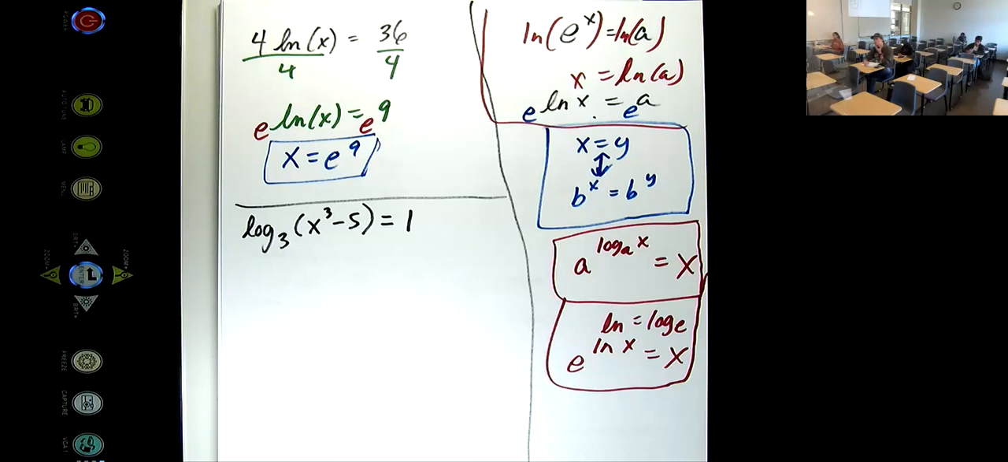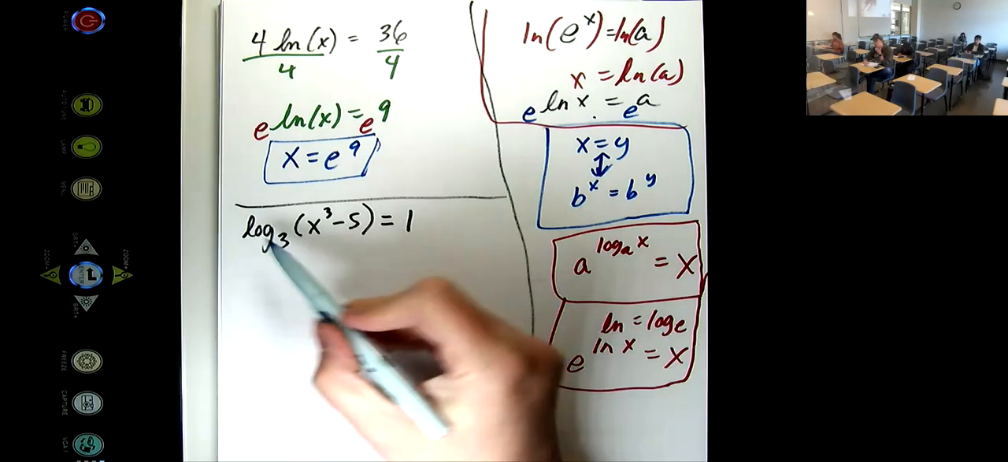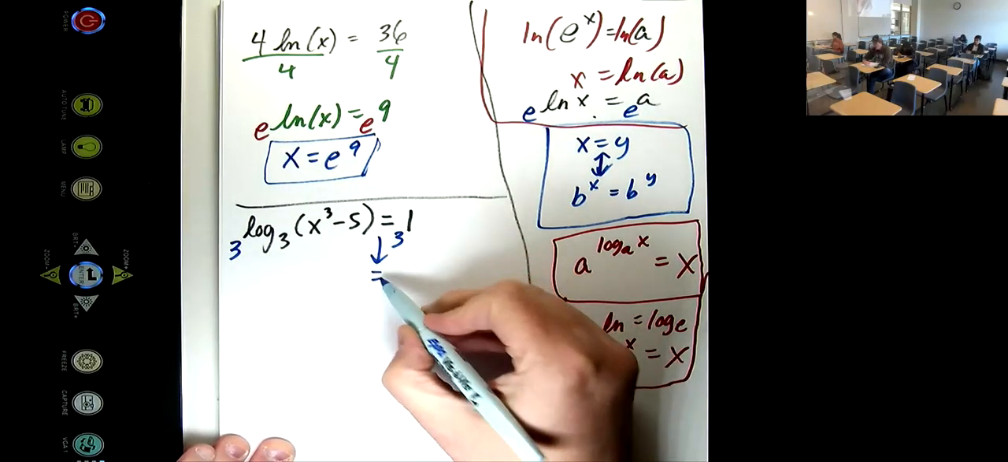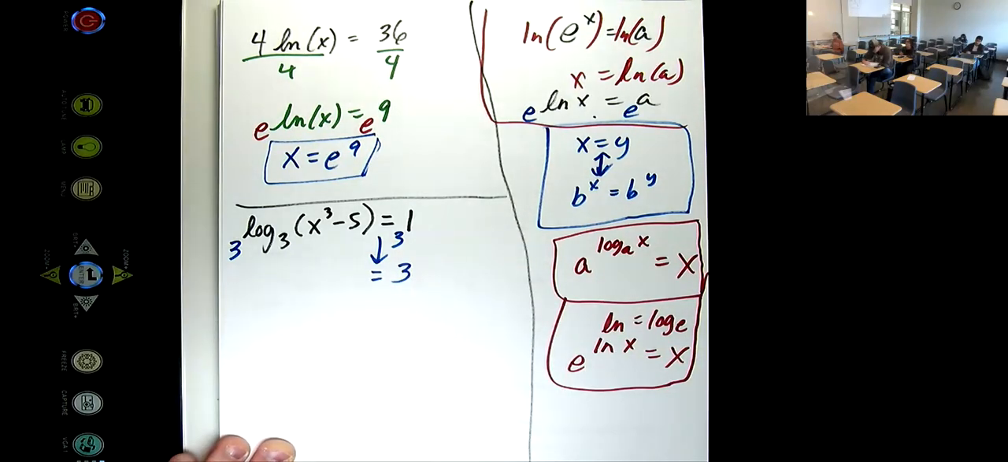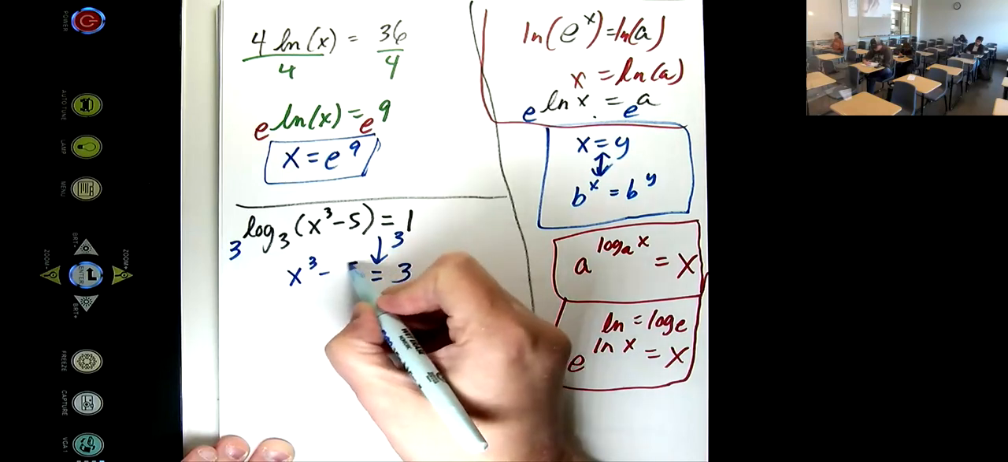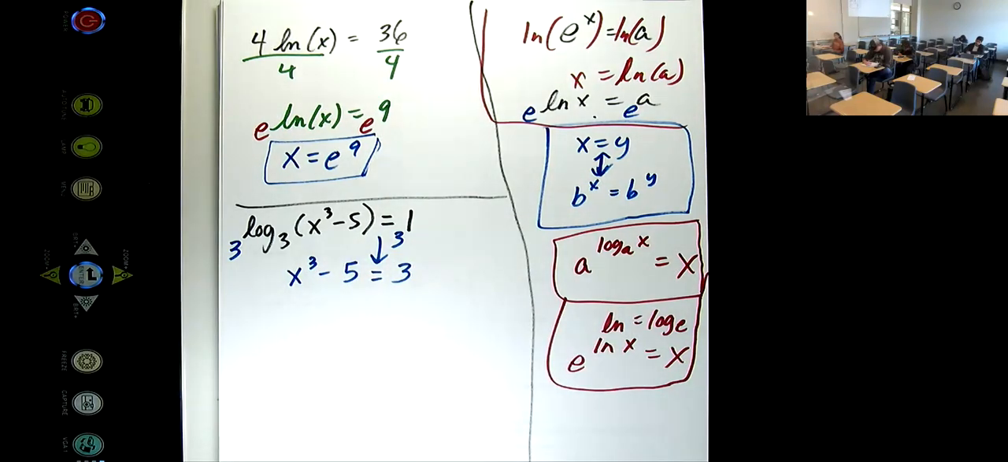We're gonna do the same thing here, but now we're gonna use the base that's present. We're gonna raise both sides, treat both sides as an exponent of 3. And 3 to the first power is just 3. 3 to the log 3 cancels out, and we're just left with x cubed minus 5 on the left. That's just something you're going to have to memorize. This is not intuitive. Nothing with natural logs or logs is intuitive, is it? You'll eventually get comfortable working with them.